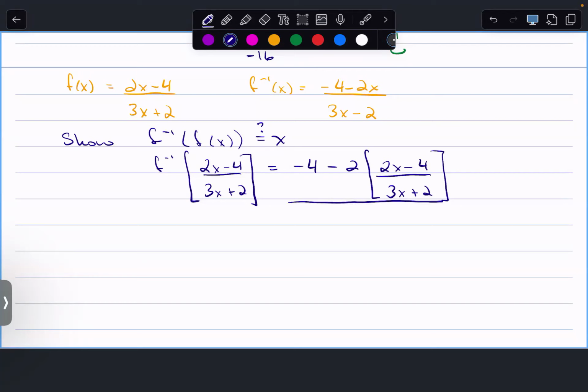Divided by 3 times 2x minus 4 over 3x plus 2 minus 2. I'm so worried that I'm going to put the wrong thing in. Negative 4 minus 2 times x over 3x minus 2. 2x minus 4 over 3x plus 2. 2x minus 4. Okay. I've passed my initial check. That doesn't really, no guarantees.